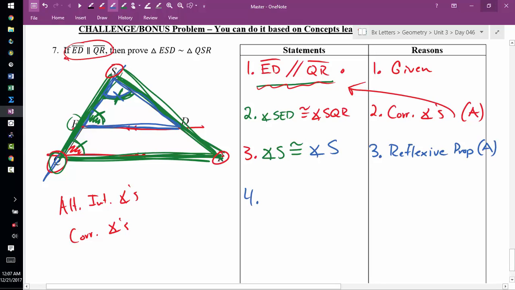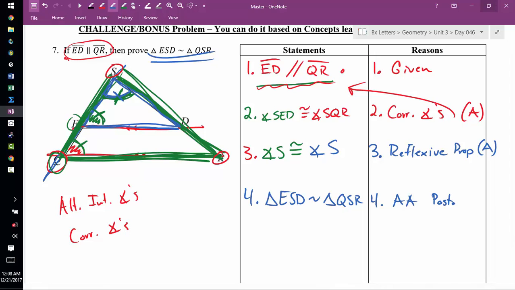And that's my second angle fact. So now I'm ready to prove what they asked. I'm ready to say, well, triangle ESD is similar to triangle QSR. And how did I say that? Well, that's the angle-angle postulate, or you can just say angle-angle. So that concludes Elias Academy, day 46.